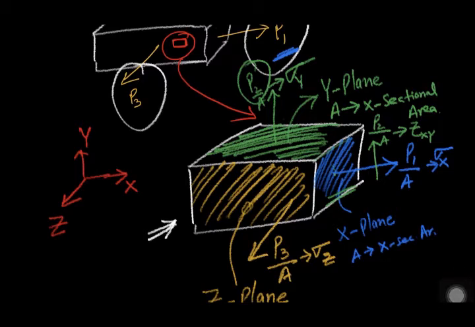Again, P3 was acting normally in the z direction, therefore we had sigma z. But on the x plane it is acting along the cross section. That means we will have P3 by A, and this will lead to a shear stress tau acting in the x plane, but due to P3 acting in the z direction. Therefore we have tau xz.